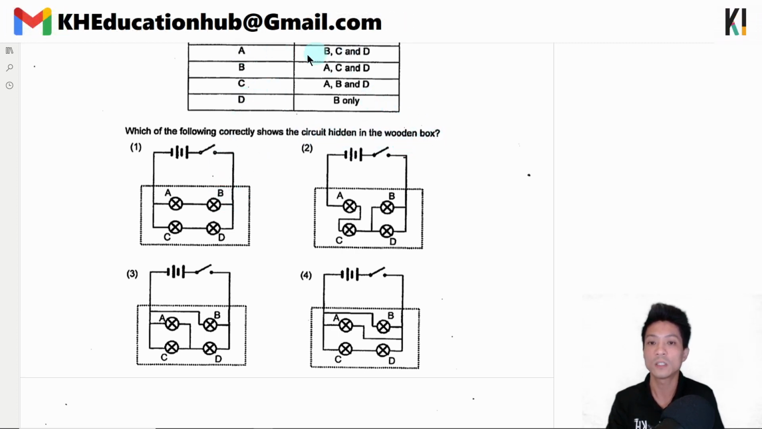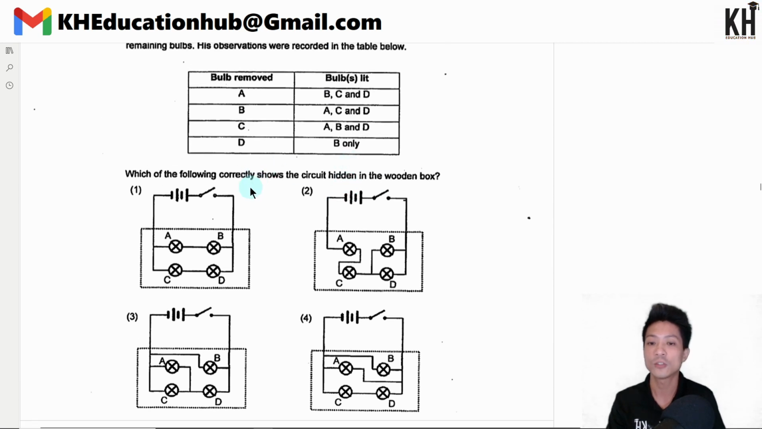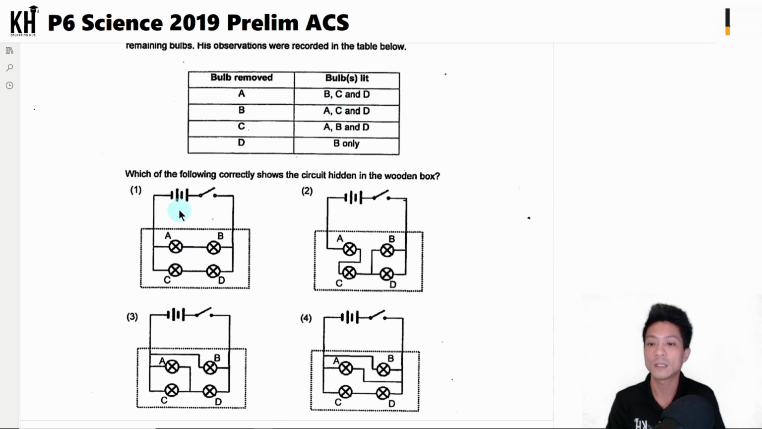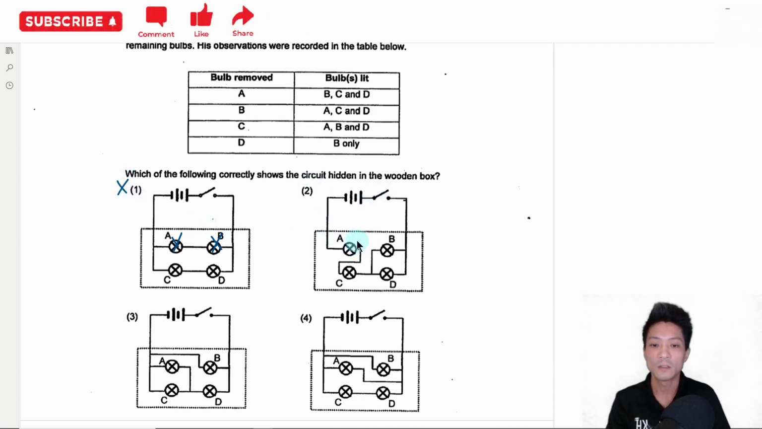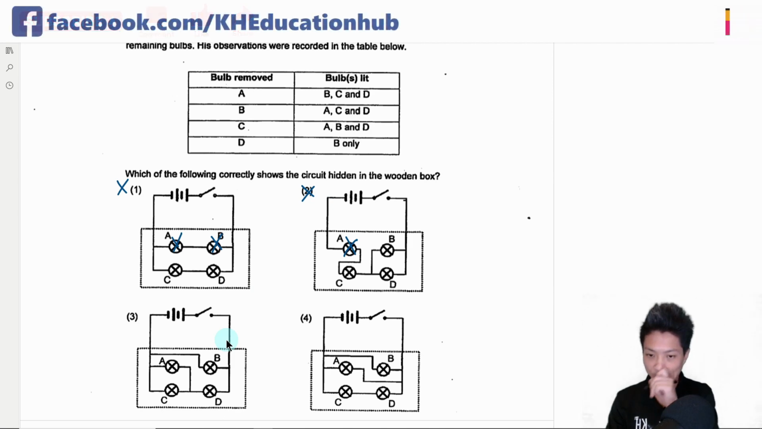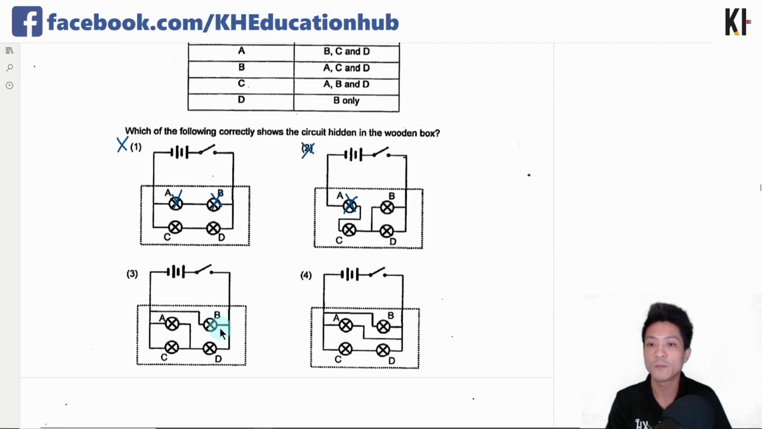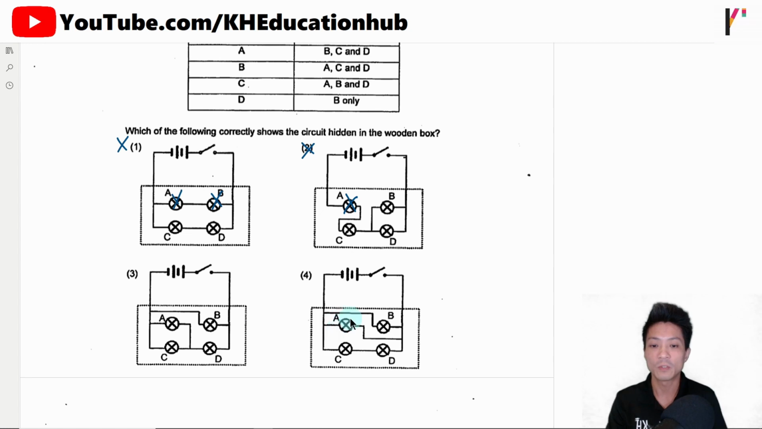We're going to check through the options and try to eliminate some of them. When A is removed, all of the rest should light up. In option 1, when A is removed, B will not light up, so option 1 is out. Option 2, when A is removed, none of the light bulbs will light up, so option 2 is also out. Let's check 3 and 4. In option 3, when A is removed, the rest will continue to light up. Option 4, when A is removed, the rest will continue to light up.